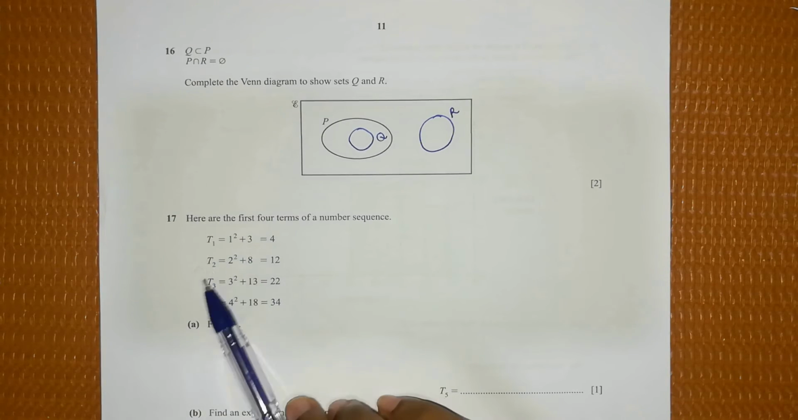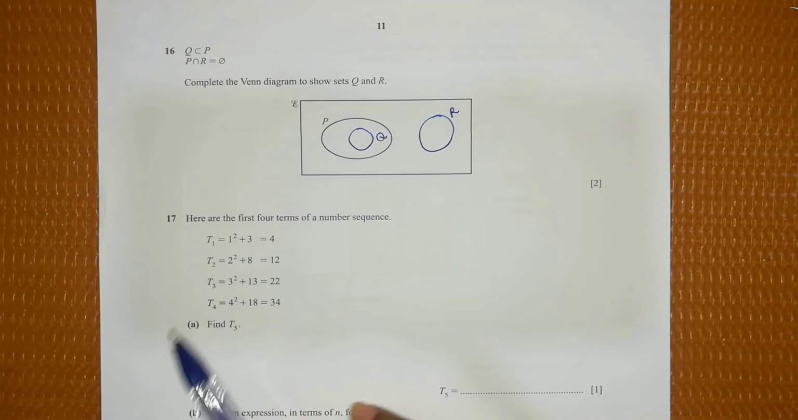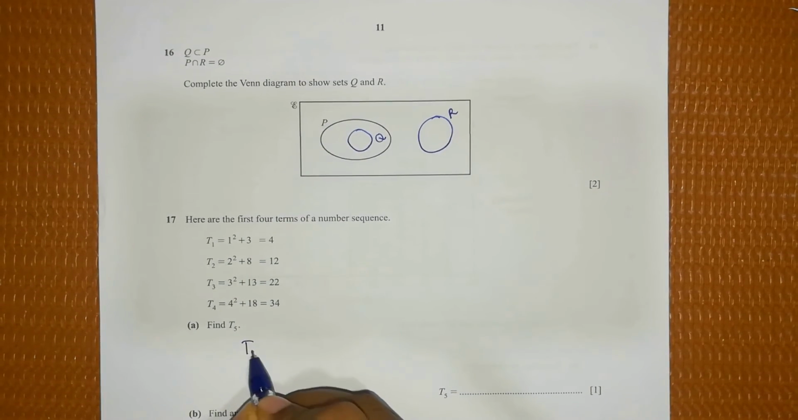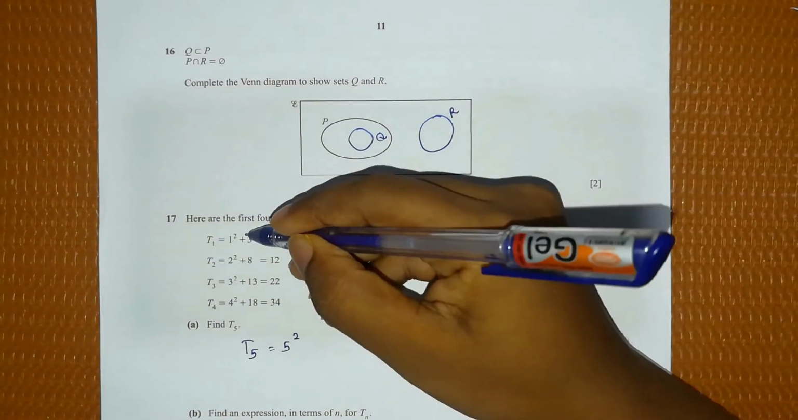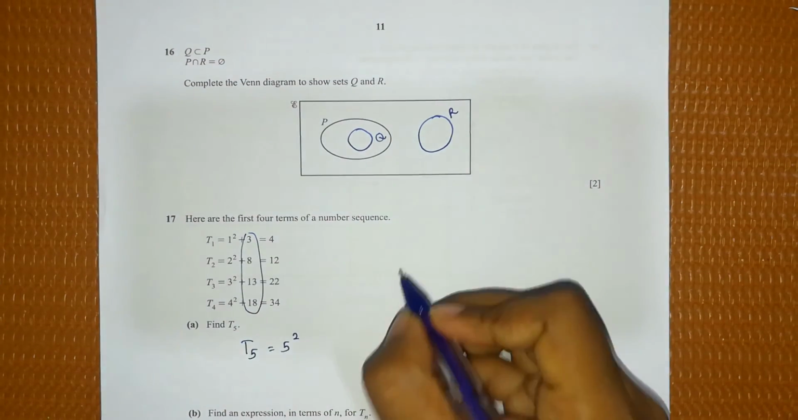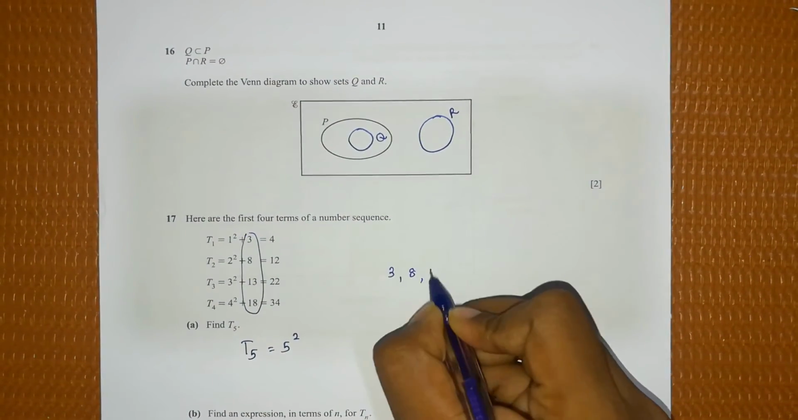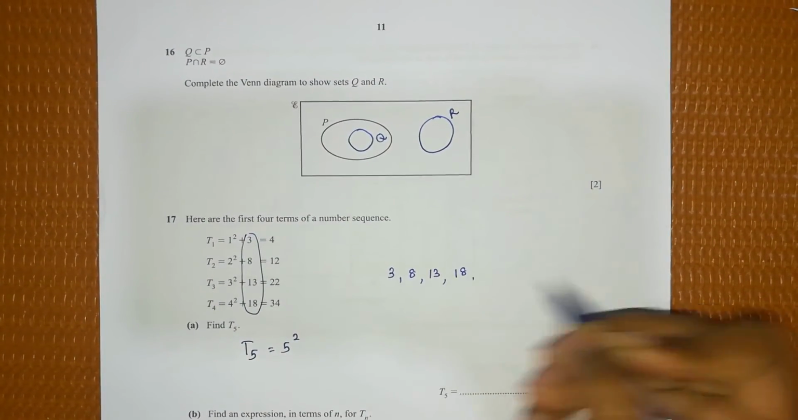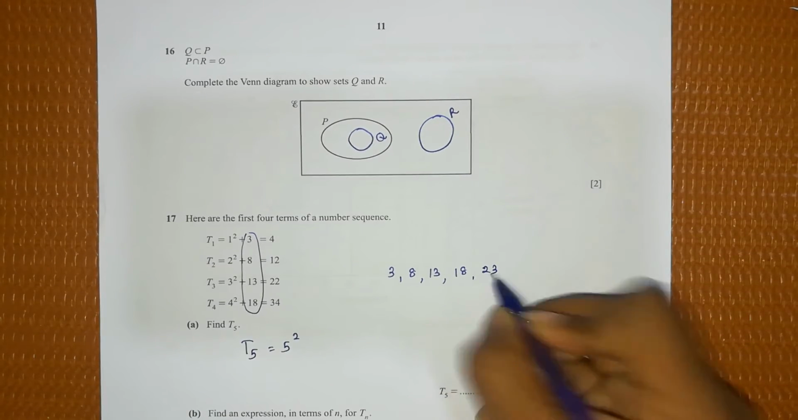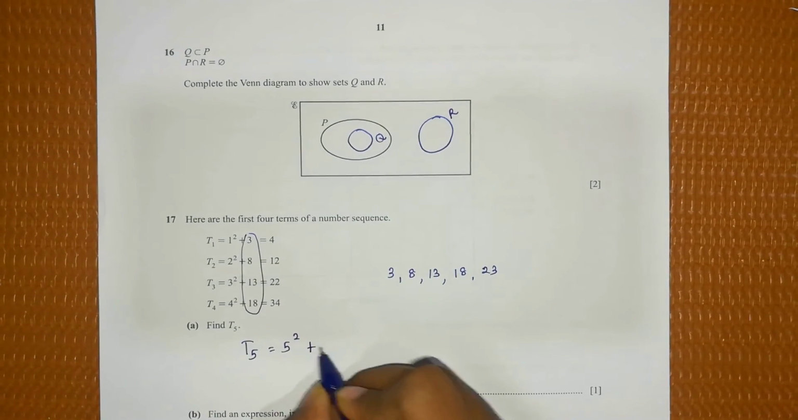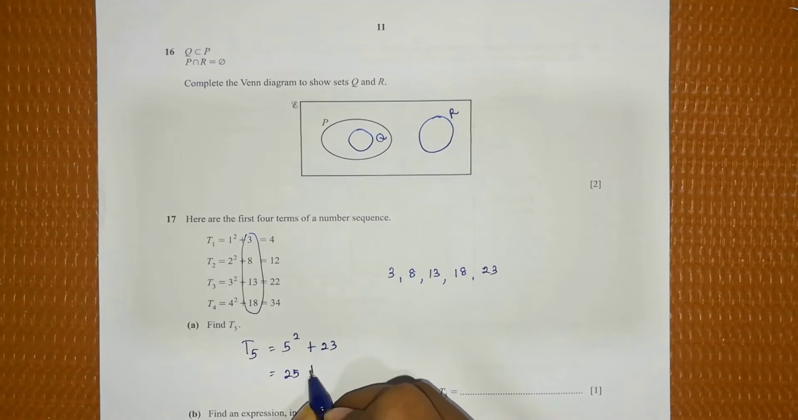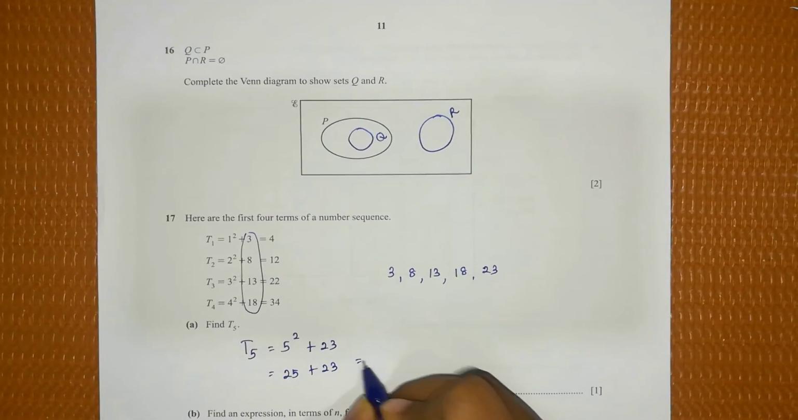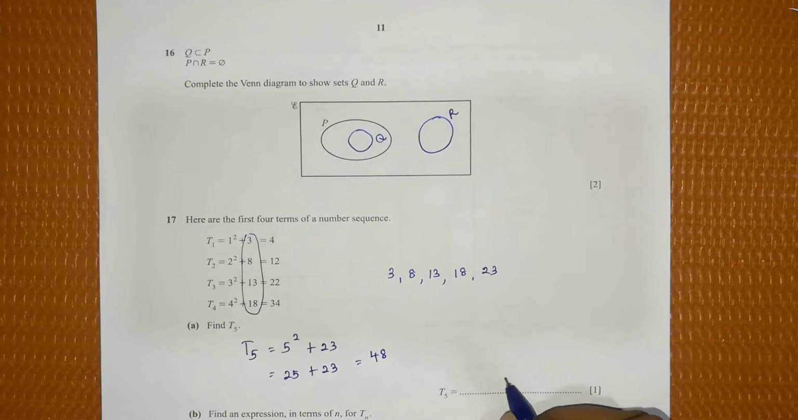T1, 1 squared. T2, 2 squared. So if it is T5, that's going to be 5 squared. But when we consider this set of numbers, that is 3, 8, 13, 18, you know obviously that is going to be 23. 5 squared plus 23. 25 plus 23, answer is 48.